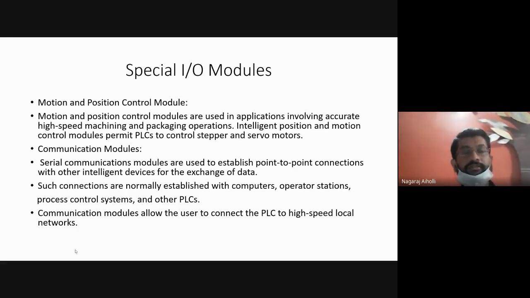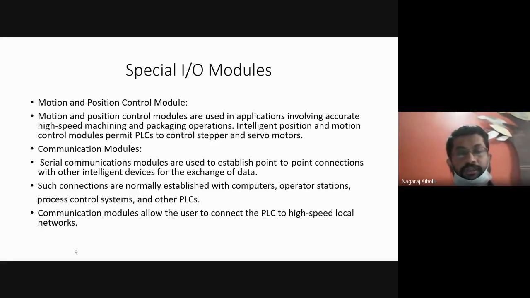Next is the communication modules. There are certain modules which are meant to provide communication, a point-to-point link between the PLC and the processor, or from one PLC to another PLC. Such communication can be established using these communication modules. These act as the intermediate for establishing the communication between one PLC and another PLC, or from one PLC to another processor. These are the intermediate links or modules.